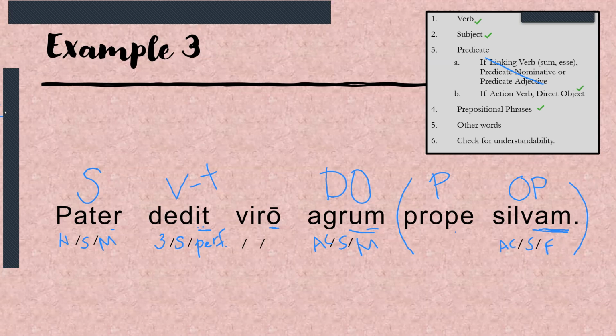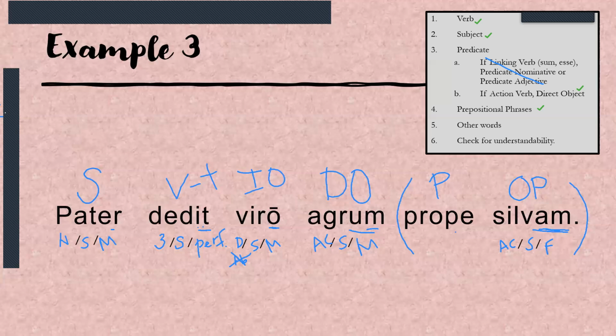Now let's look for any other words. We just have one left, and that is viro. Viro comes from vir, man. So this could either be dative or ablative, singular, masculine. So we have to ask ourselves, could it be the father gave the field to the man, for the man, by, with, or from the man? You can see that it's probably he gave it to the man, so it's not an ablative, it's dative. It's an indirect object.